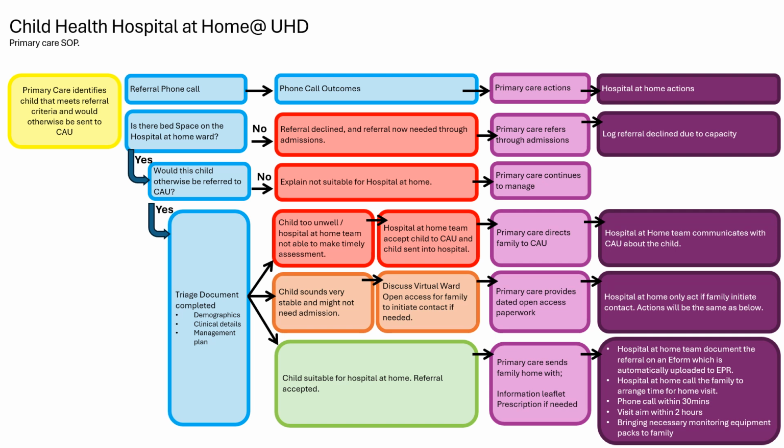You in primary care identify that they meet the referral criteria, and otherwise you'll be picking up the phone to refer to CAU. So you make a phone call. Is there space on the ward? No. If we can answer that question quickly, then I'm afraid you do have to call admissions, and we will log that referral decline due to capacity in the hope of future funding. If there is bed space, we'll ask you, will this child be referred to CAU? If not, then we're not going to accept that referral.